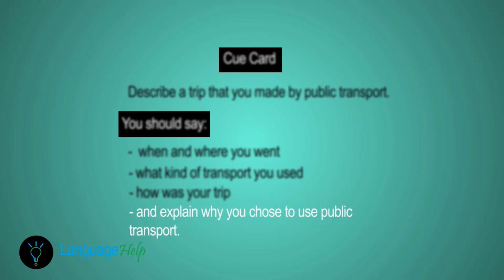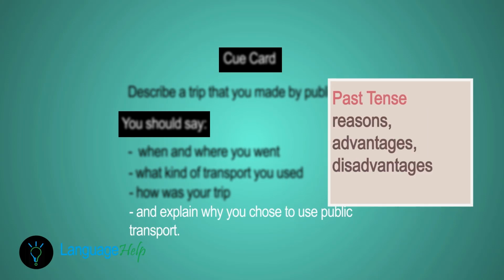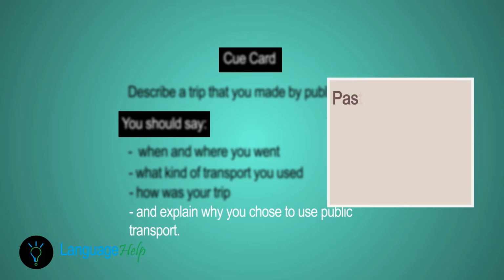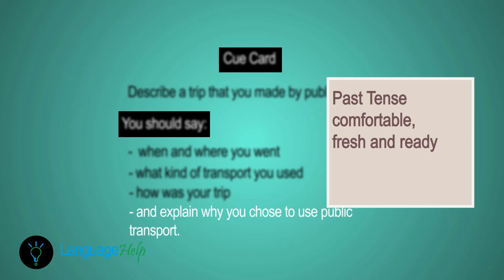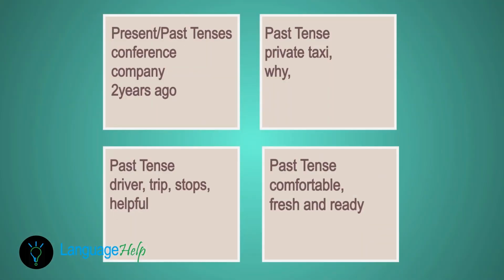The fourth and final cue is to explain why you chose to use public transport. The tense is the past tense, and we need to build an argument and give reasons for our choice. So think of advantages, disadvantages. In our example, we chose a specific mode of transportation because it felt comfortable, and we arrived fresh and ready for business. If you're following with the exercise, your paper should look something like this.